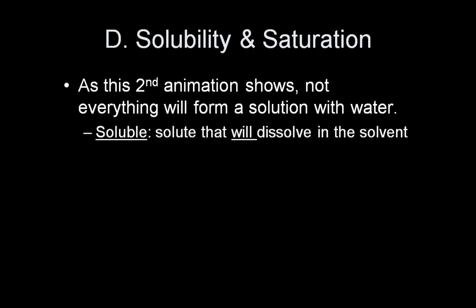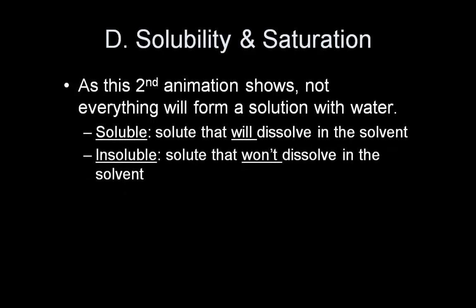I didn't show you the animation, but the whole idea is that only some things form solutions. But there is kind of like a scale from totally insoluble, totally not able to dissolve, to completely soluble. Soluble means that the solute will dissolve to some degree or another in that solvent. So salt is soluble in water because it will dissolve. Oil is insoluble. The solute of oil won't dissolve in the solvent of water. But maybe oil is soluble in something that is also nonpolar, like hexanes.